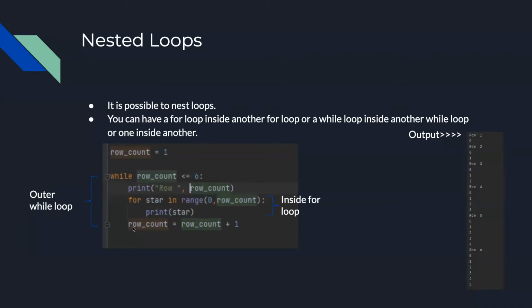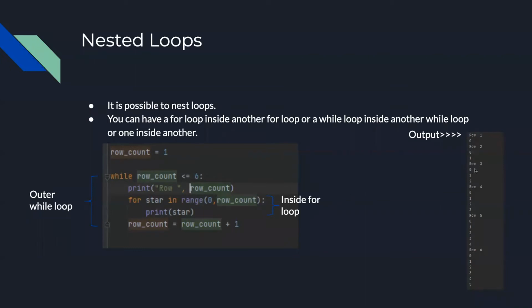Now again, we come out here. So because we've iterated over everything in range 0 to 2, then we increment row count. Row count is now 3. 3 is less than or equal to 6. So we come into here, we print row 3, which we see right there. Then for star in range 0 to 3, again, 3 is exclusive. So we'll have 0, 1, and 2 as the list that's returned by this range function.